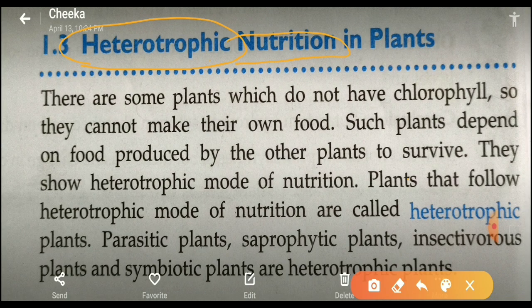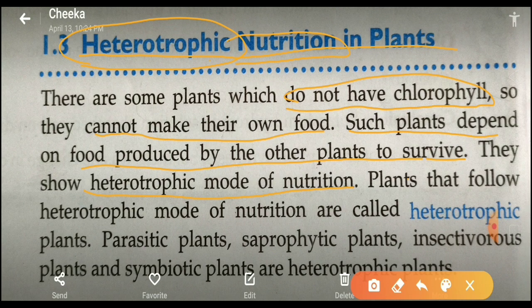So here we will discuss heterotrophic nutrition in plants. There are some plants which do not have chlorophyll, that means non-green plants. Without chlorophyll they are not able to make food, as you know, chlorophyll is also an essential condition for the photosynthesis process. So without chlorophyll they are not able to make their own food, and that's why such plants depend on food produced by other plants to survive, sometimes directly, sometimes indirectly. So they show a heterotrophic mode of nutrition.